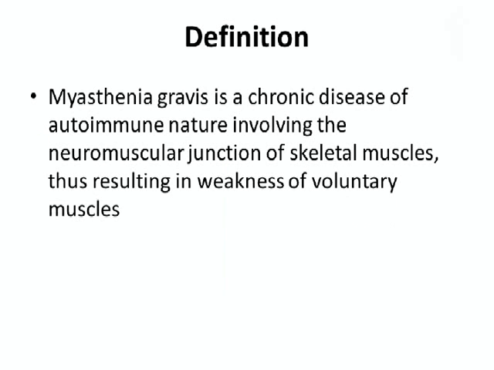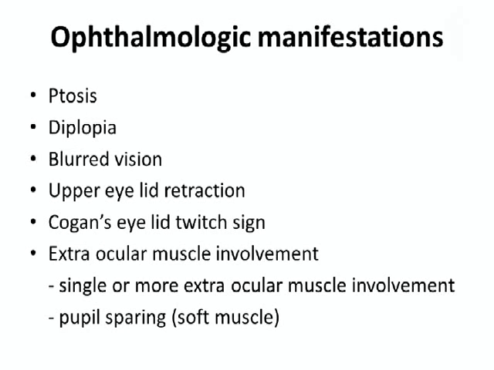As everyone knows, it's a chronic disease of autoimmune origin in the neuromuscular junction of the skeletal muscles, thus resulting in weakness of the voluntary muscles. Here again, like any other nerve palsy, ptosis, diplopia will be present. The careful history taking: in history, the patient has to give a history of diurnal variation. The patient will be absolutely normal in the morning, and as the day progresses, the patient will have drooping of the eyelid, which will be absent in the case of third nerve palsy.